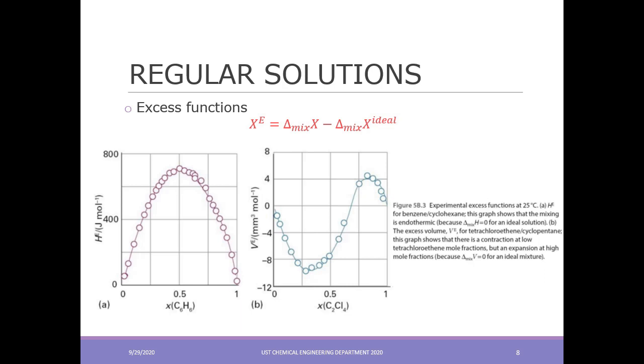The thermodynamic properties of real solutions are expressed in terms of excess functions X^E. And this is given by the difference between the observed thermodynamic function of mixing and the function for that of an ideal solution. The figures below show examples of the dependence of excess functions on composition. Remember that both the enthalpy and volume of mixing for ideal solutions are zero. Therefore, the excess enthalpy and volume are just equal to their observed values. As seen on the graphs, these are no longer zero.